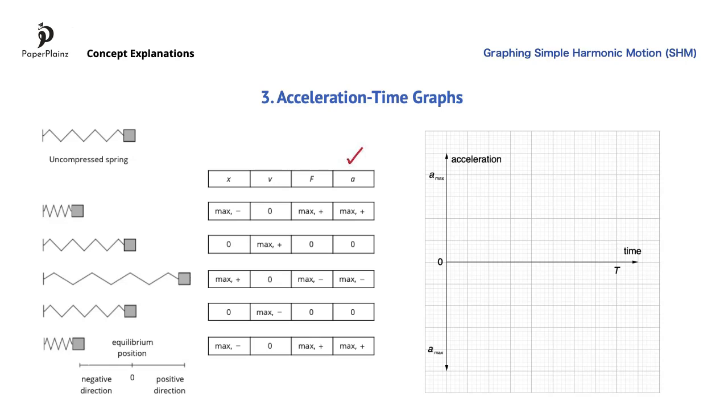At t equals 0, acceleration is at its maximum positive value. At t over 4, it is 0. At t over 2, it is at its maximum negative value. At 3t over 4, it is 0 again. And at t, it is back at its maximum positive value. Connecting the points, we get this graph. Let's move on to the acceleration displacement graph.